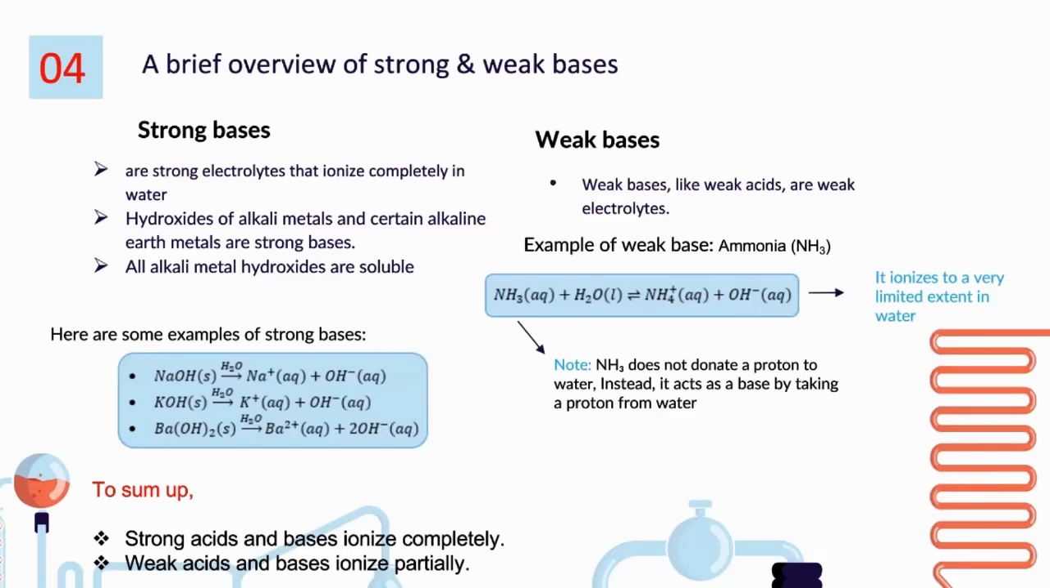And weak bases, like weak acids, are weak electrolytes. An example of a weak base is ammonia. It ionizes to a very limited extent in water. In this reaction, in contrast to acids, NH3 does not donate a proton to water. Instead, NH3 acts as a base by taking a proton from water, resulting in the formation of NH4+ and OH- ions. So to sum up, strong acids and bases ionize completely, while weak acids and bases ionize partially.